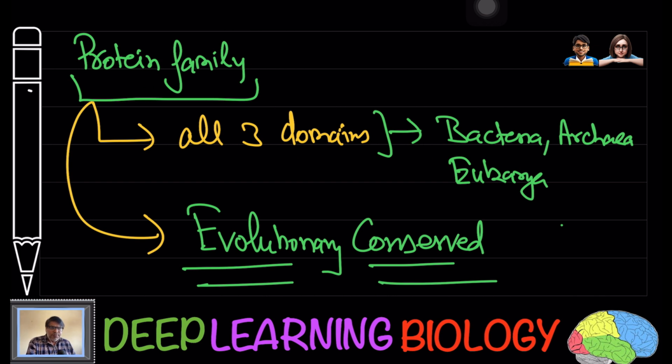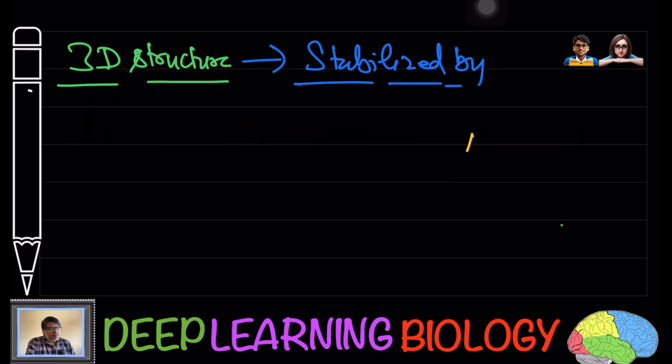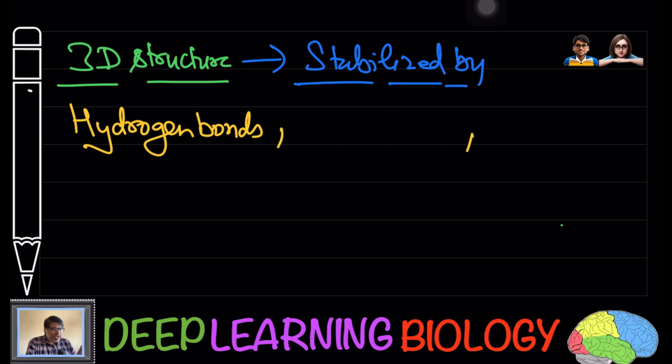They might be evolutionary conserved. Now, if you see the 3D structure of any protein, it is stabilized by various factors, and hopefully you know the factors which stabilize the 3D structure. It can be hydrogen bonds between the peptide bonds, between amino acids. Yes, ionic interaction, ionic bonds between amino acids which have different charges.